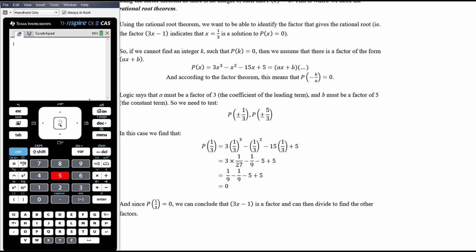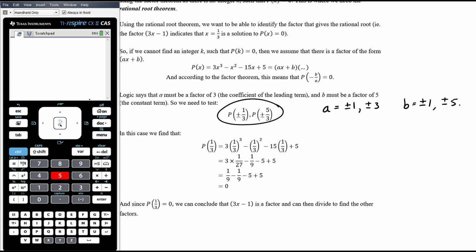So what that means is a could be positive or negative 1, let me just show you how I got to here. a could be positive or negative 1, so a factor of 3, or positive or negative 3. B can be positive or negative 1, or positive or negative 5. So if we're trying to think about negative b on a, I'll just worry about b on a, because the negatives will come into all the possibilities anyway.